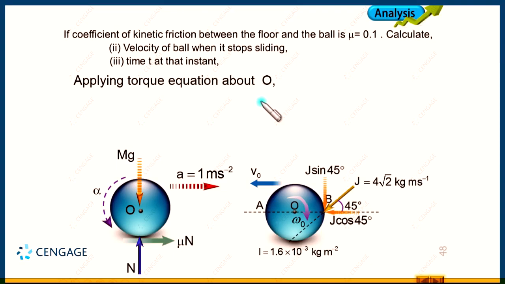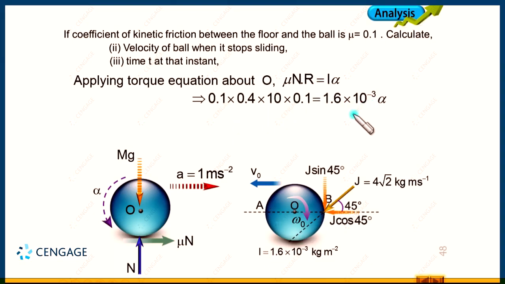I is the moment of inertia about the centroidal axis. We know the value of mu, we know the value of N, R. So we can write here mu equal to 0.1, N equal to mg, that is 0.4 multiplied by 10, and r equal to 10 centimeter, and I we have calculated this value. So we can substitute the value, and here we can calculate alpha equal to, after calculation, 25 radian per second square, and the sense of rotation is anti-clockwise. So, this is the angular acceleration.